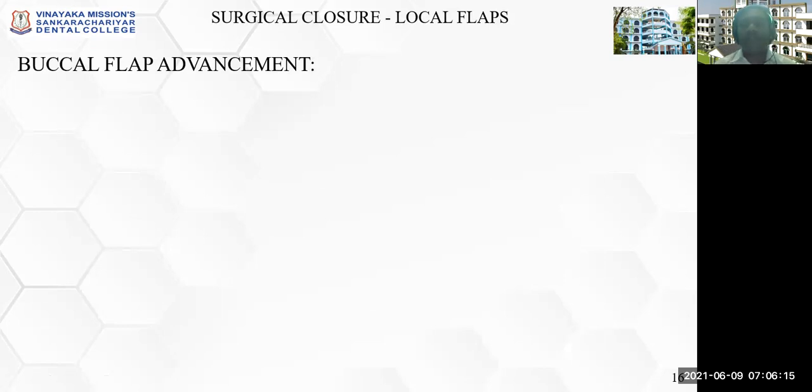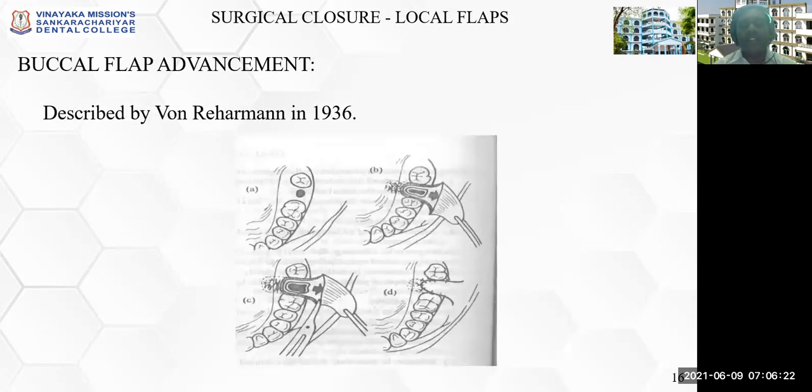The buccal advancement flap is the most popular technique in closure of oroantral fistula. It was described by von Rehrmann in 1936. You can see this picture. In picture A, there is an oroantral fistula. In B, deepithelialization is done. Removal of the fistulous tract and deepithelialization is done, and there is a release incision given on both sides, and the flap is being reflected.